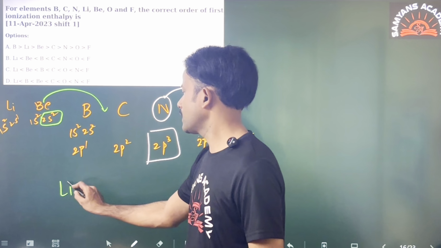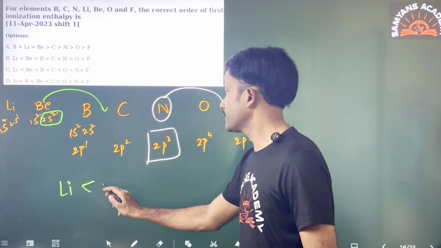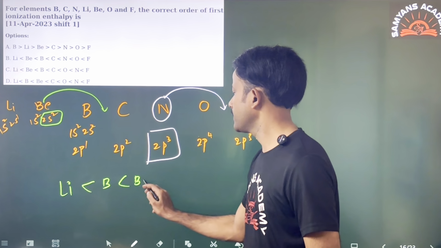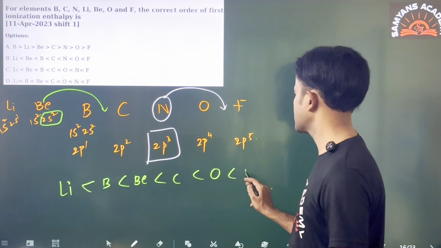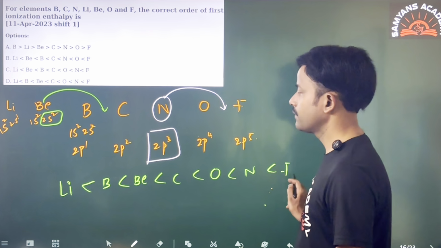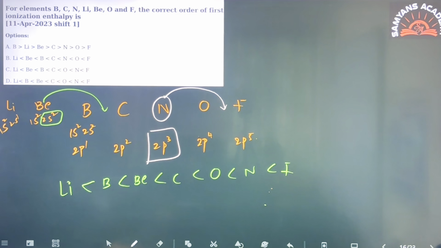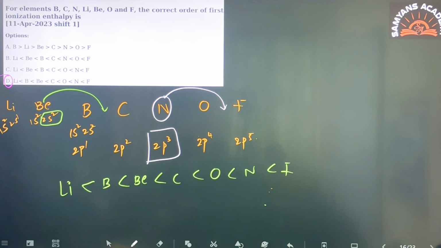Next, arrange in the order. Lithium will come first. After lithium, boron will come, then beryllium, next carbon, next oxygen, next nitrogen, next fluorine. So which one is the right option here? Answer D is matching. Is it clear, everyone?